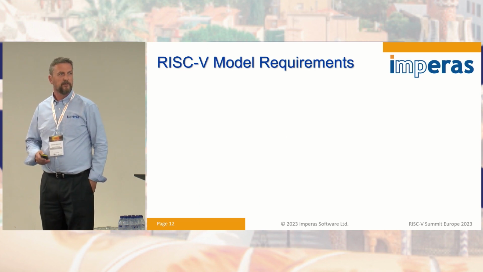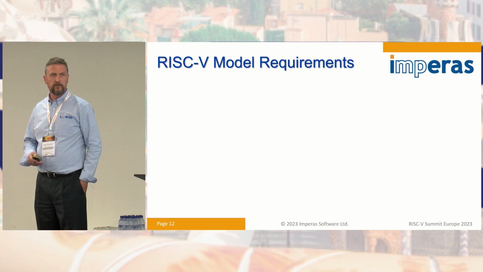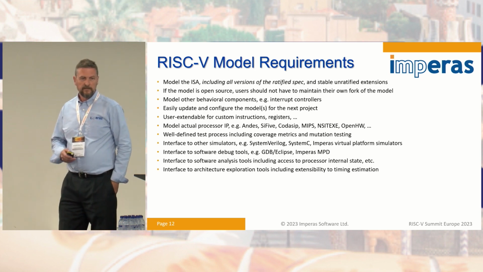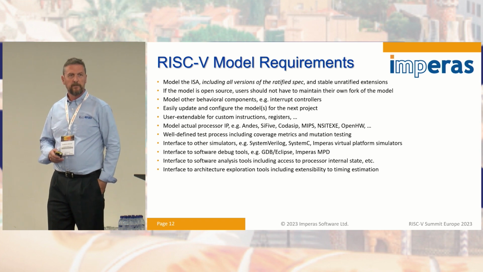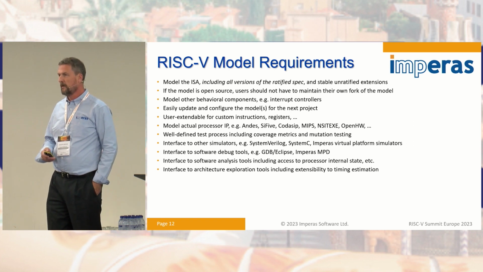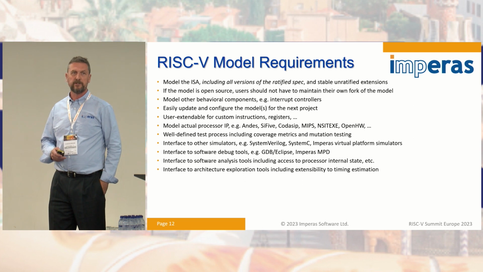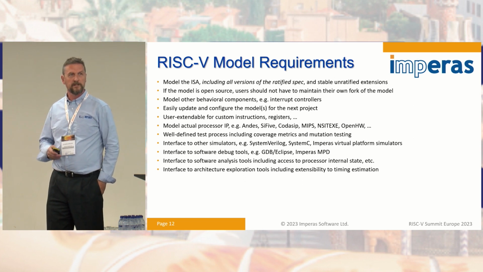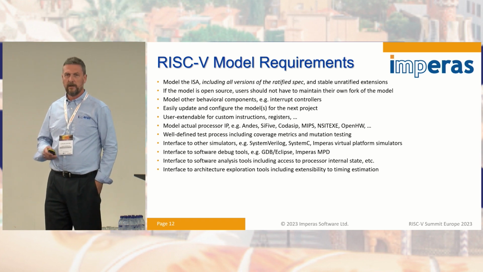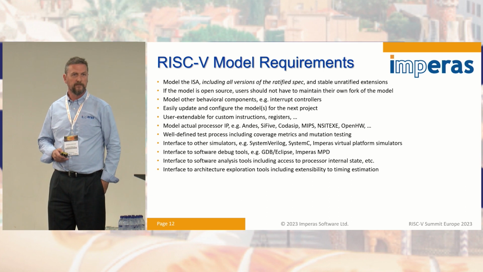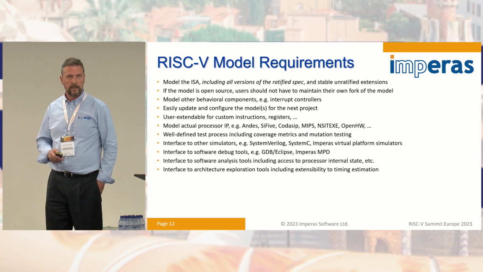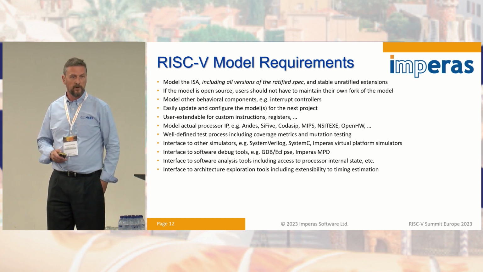So we think there's a number of requirements for a good RISC-V processor model. You need something that represents all of the ratified specs, plus also unratified specs that are stable. As well as that, you need to support all the different versions available. So if customer X starts building their SoC at version 0.8 of a specification, then that's the version they want to be able to test against. They don't want to have to go and maintain their own model when the version moves on and other models move on. You want to be able to include other elements, so interrupt controllers, so other behavioral components.